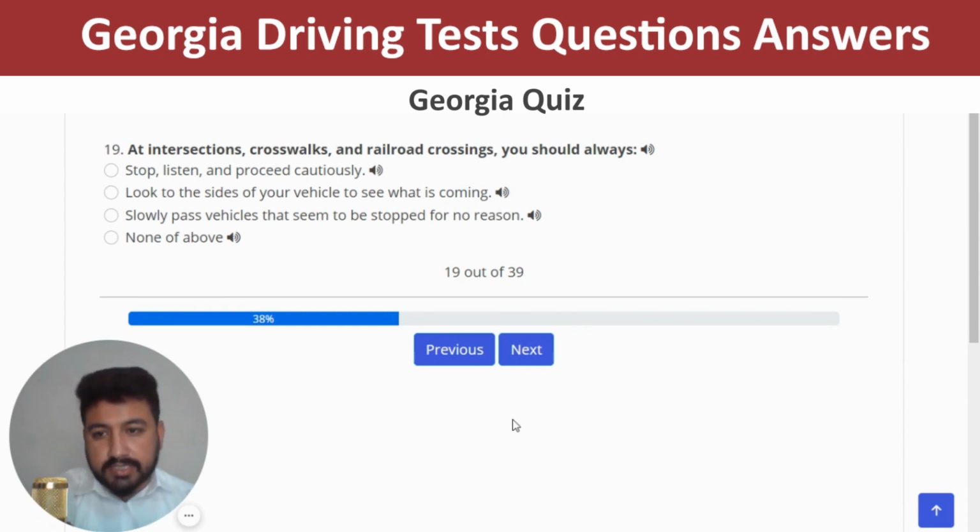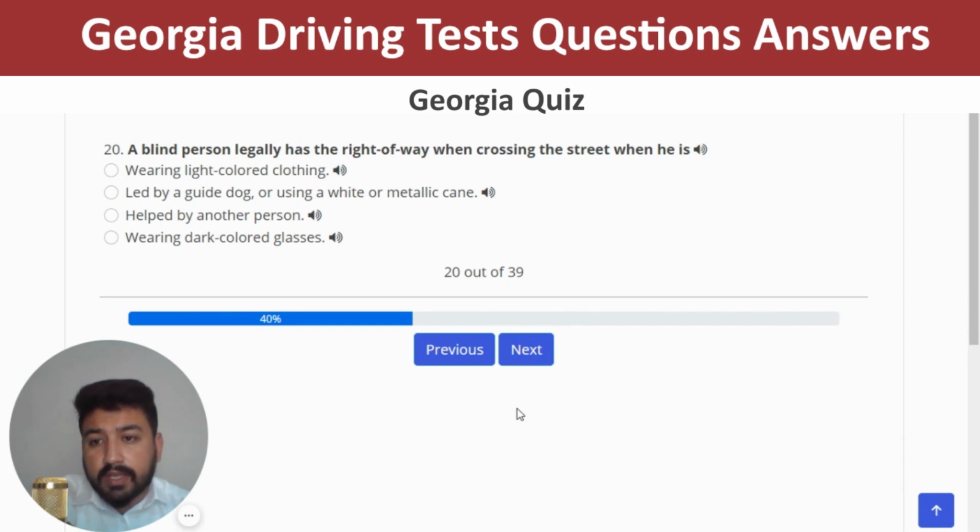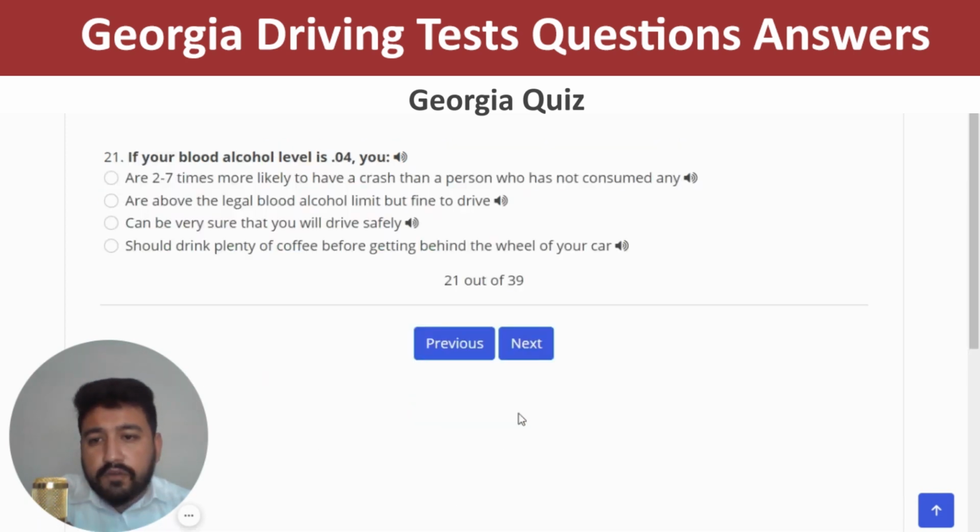So again, second option is the right one, which is look to the side of your vehicle to see what is coming. Right. Next. The 20th question is a blind person legally has the right of way when crossing the street when he is. The right answer is led by a guide dog or using a white or metallic cane. So I'm going to click on the second option. Correct. And next. If your blood alcohol level is 0.04, you are 2 to 7 times more likely to have a crash than a person who has not consumed any. So the first option is the right one.